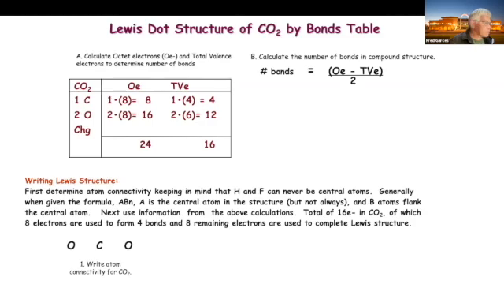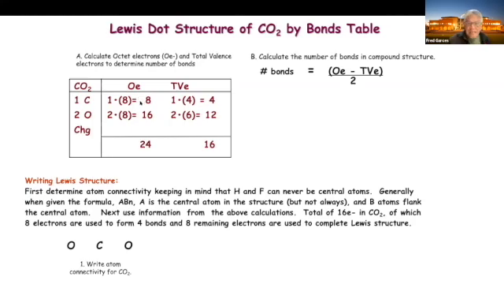Then we have 2 columns. One column is called OE, octet electron. The other column is called TVE, total valence electrons. Don't make this harder than it is. Octet electron can only take on 2 values. It's either 8 or 2. It's 2 if it's hydrogen. It's 8 for any other atom. Okay, so this column can only take on values of 2 or 8. And it's only 2 for hydrogen. If you have a hydrogen in your compound, then that value is 2.